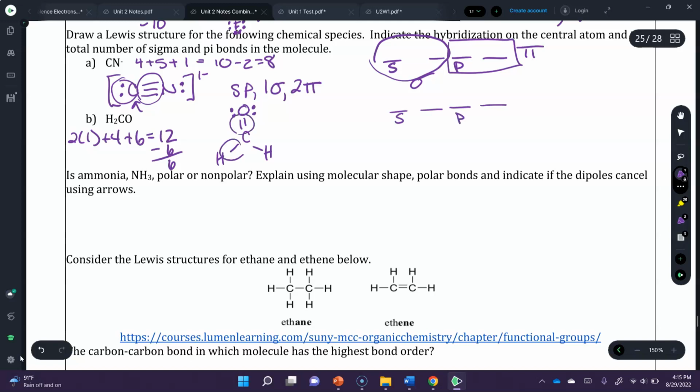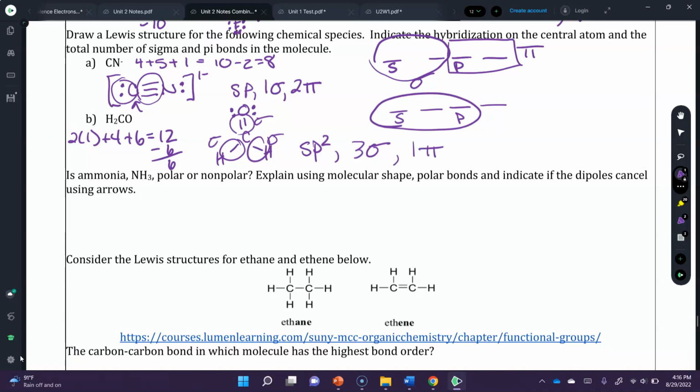So when we look at this, carbon has 1, 2, 3 groups, so it is going to use 3 orbitals. That means it has sp2 hybridization. And then it has a single bond here, a sigma bond here, and a sigma bond here, so 3 sigmas. And then that double bond brings in 1 pi bond for that compound.